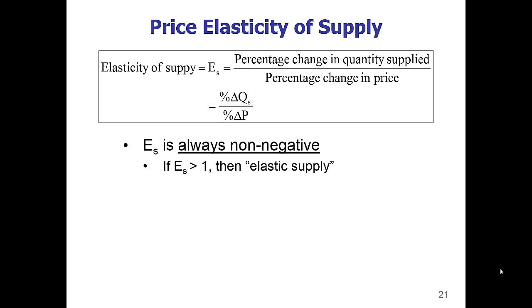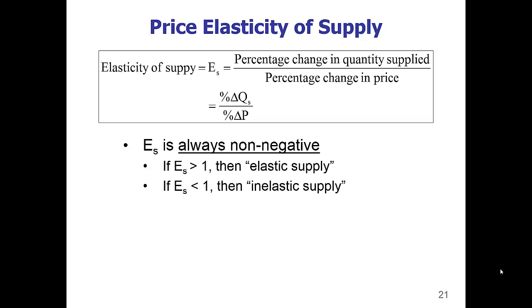If the price elasticity of supply is greater than 1, we say that the supply curve is elastic. That implies that for a 5% increase in price, production will increase by more than 5%. The producers are very responsive to the increase in price.